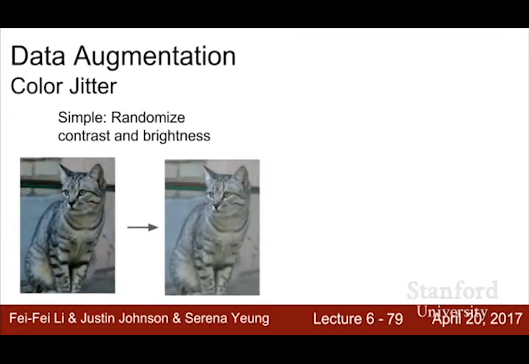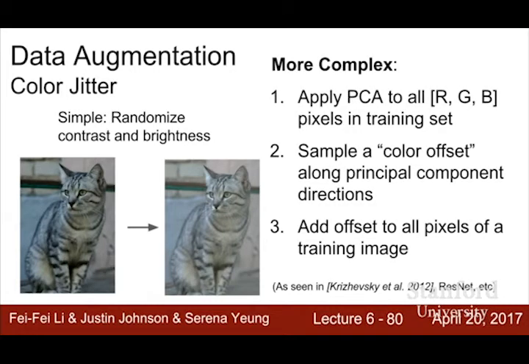Also with data augmentation, you'll sometimes use color jittering, where you might randomly vary the contrast or brightness of your image during training. And you can get a little bit more complex with color jittering as well, where you make color jitters that are maybe in the PCA directions of your data space, so you do some color jittering in some data-dependent way. But that's a little bit less common.